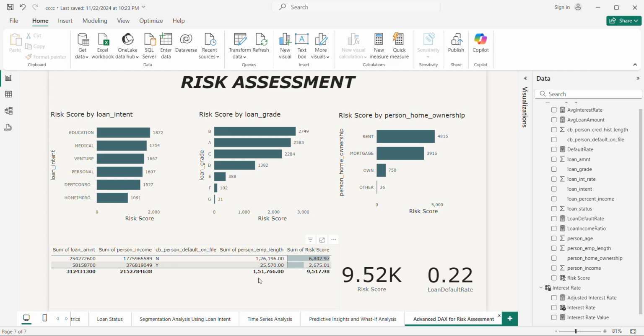And also there is a table in which, on the basis of the person's default on file, yes or no, if there is a no on default on file, it has more risk than the yes one. There is a 9.52k risk score displayed as a card.